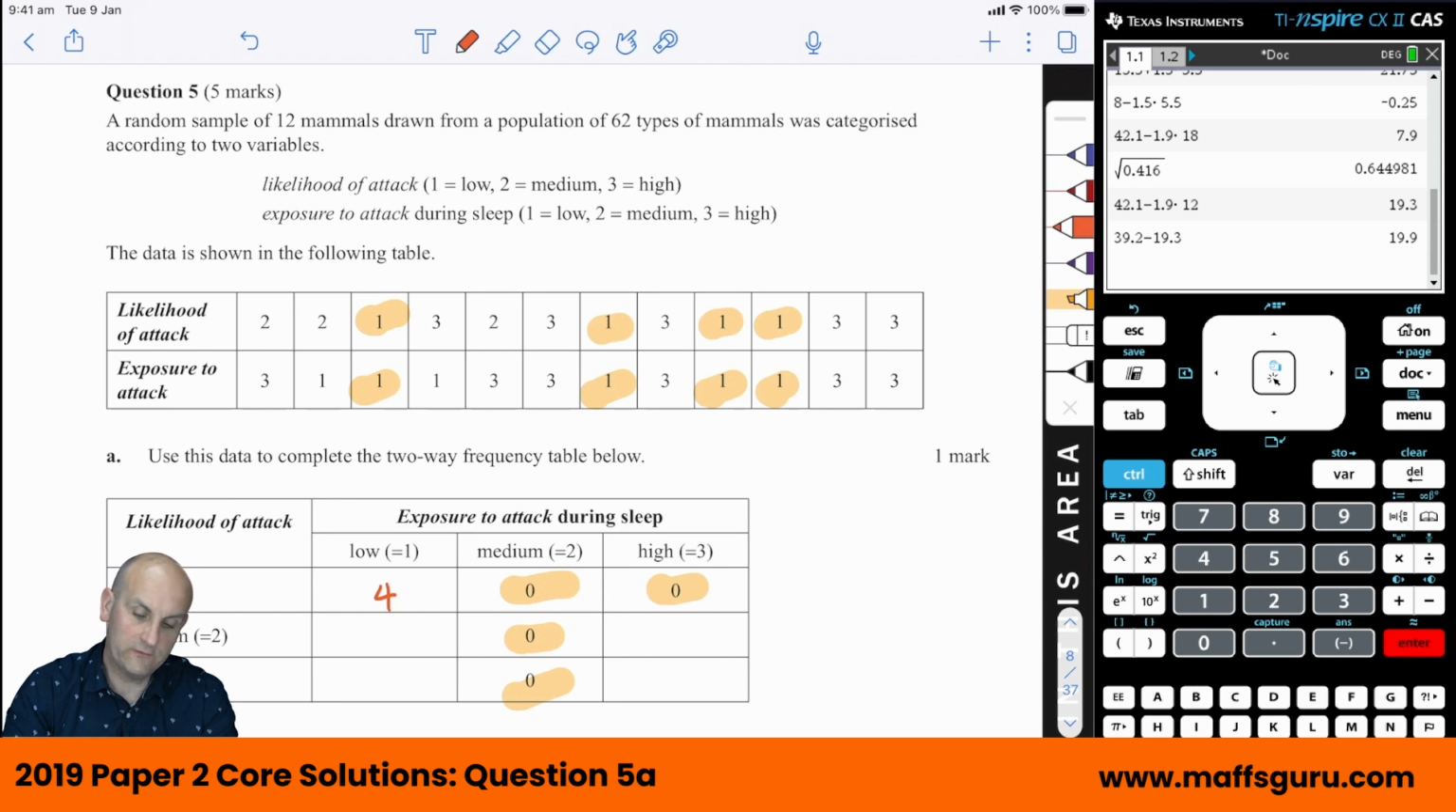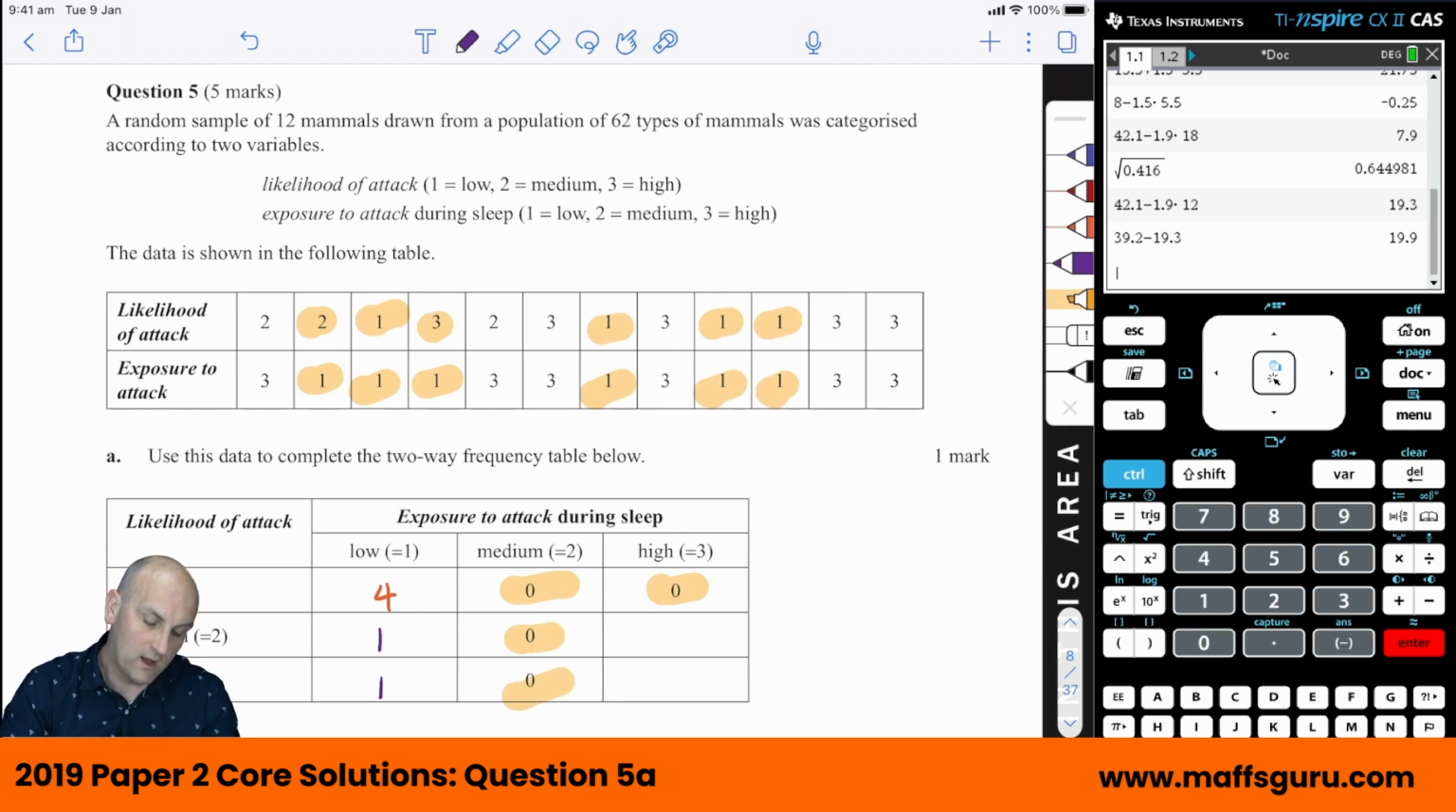So medium to low, I'm just going to go through this one at a time. So medium, likelihood of attack two to one is one, just one of them. And high to low, so three and one is just one of them again. So it's just one, all right? Medium to low, so were there any two and ones? Sorry, exposure, was there any ones then twos? No, good. So that's how I'm checking, right? It's always a good idea to check.